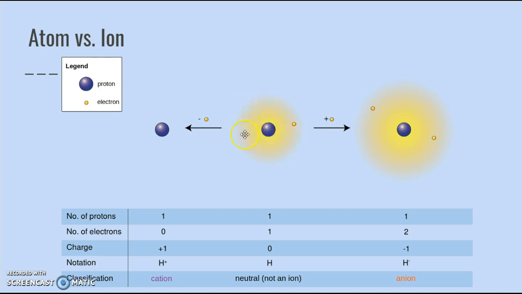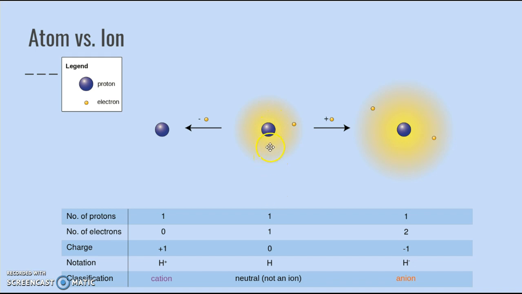Here's an example where this atom is our normal hydrogen atom, which has one proton in the nucleus and one electron around it in the electron cloud. If it has one proton and one electron, if you subtract those two, you find out what the charge is. Since they're equal, the charge is 0. So a normal hydrogen atom has a 0 charge.